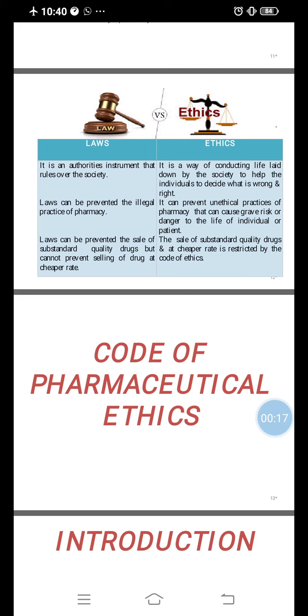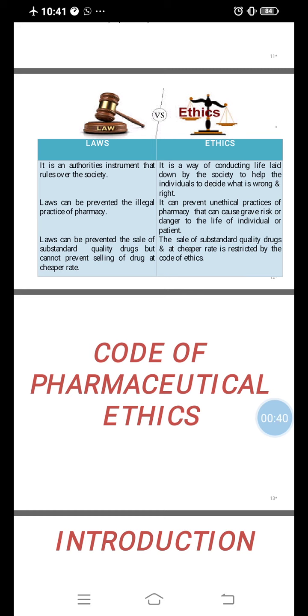Firstly, you should know the difference between laws and ethics. Law is an authorized instrument that rules over society. Law can prevent the illegal practice of pharmacy and can prevent the sale of substandard quality of drugs, but it cannot prevent the selling of a drug at a cheaper rate.